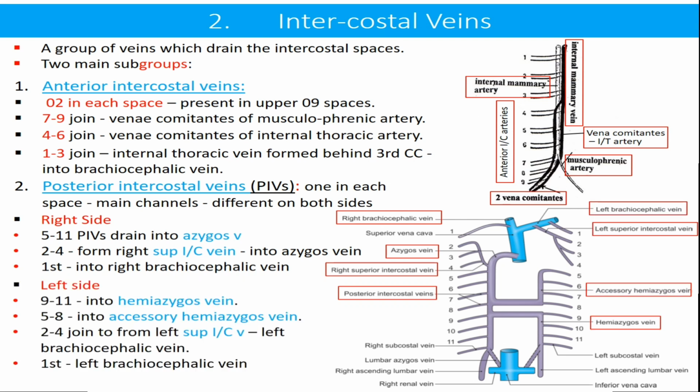On left side of the body, 9 to 11 posterior intercostal veins drain into hemiazygous vein, and 5 to 8 drain into accessory hemiazygous vein. Second, third and fourth join to form left superior intercostal vein, and this superior intercostal vein drains into left brachiocephalic vein. The first on the left side, like the right side, drains directly into the left brachiocephalic vein.